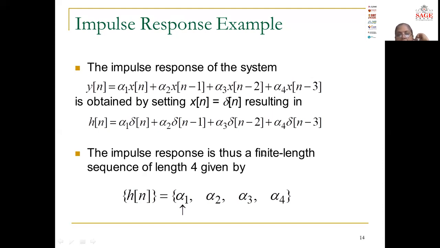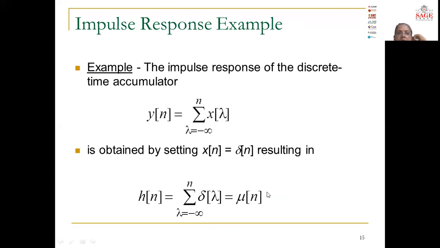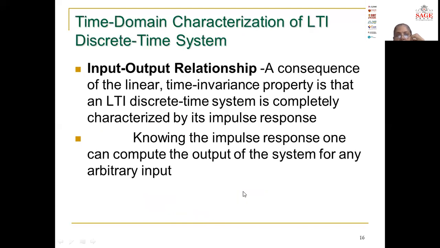Now the impulse response is thus a finite length sequence of length 4, where we have taken 4 impulses. We have shifted the impulse at 0, which is the position of the impulse, and at 1, 2, and 3. So we are taking 4 samples, so its length will be 4, starting from n equals 0, 1, 2, and 3. Now, the impulse response of the discrete time accumulator: we are shifting the impulse from minus infinity to n. So this is showing the impulse response.